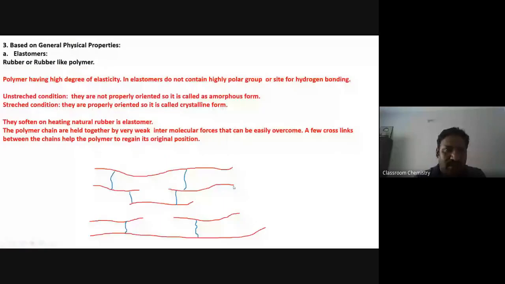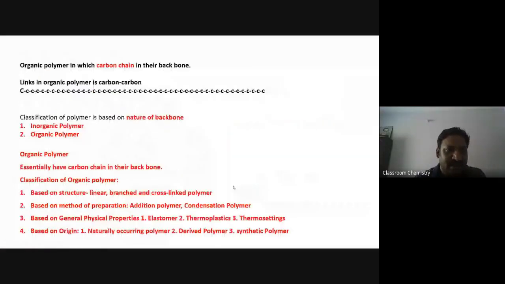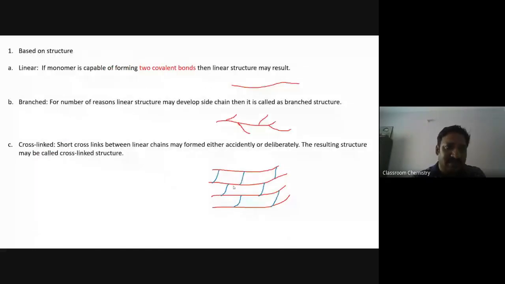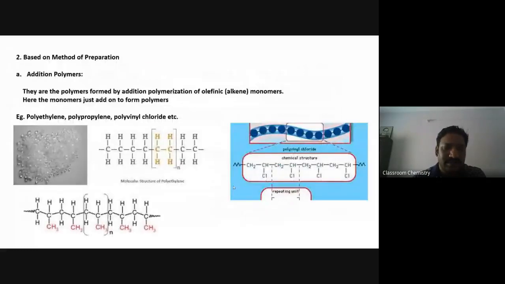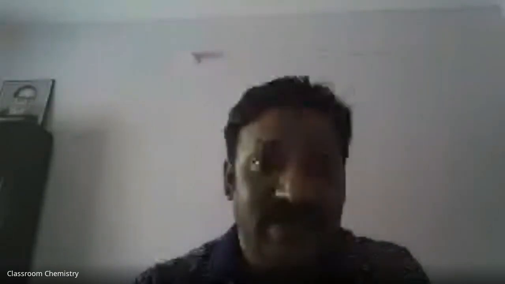So, we see inorganic and organic polymers, and the classification of organic polymers is based on the structure: linear, branched, and cross-linked. Then, based on method of preparation, we have the addition polymer. Examples are polyethylene, polypropylene, polyvinyl chloride, etc. Then we go for the condensation polymer, in which condensation polymerization releases a small molecule like ammonia, ethanol, etc. Examples are cellulose, protein, nylon 66, Terylene, etc.